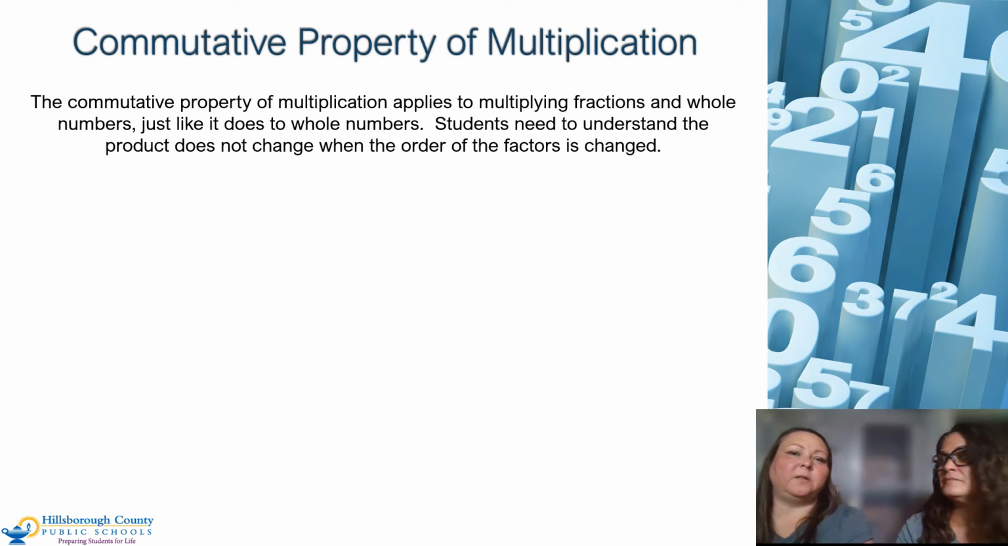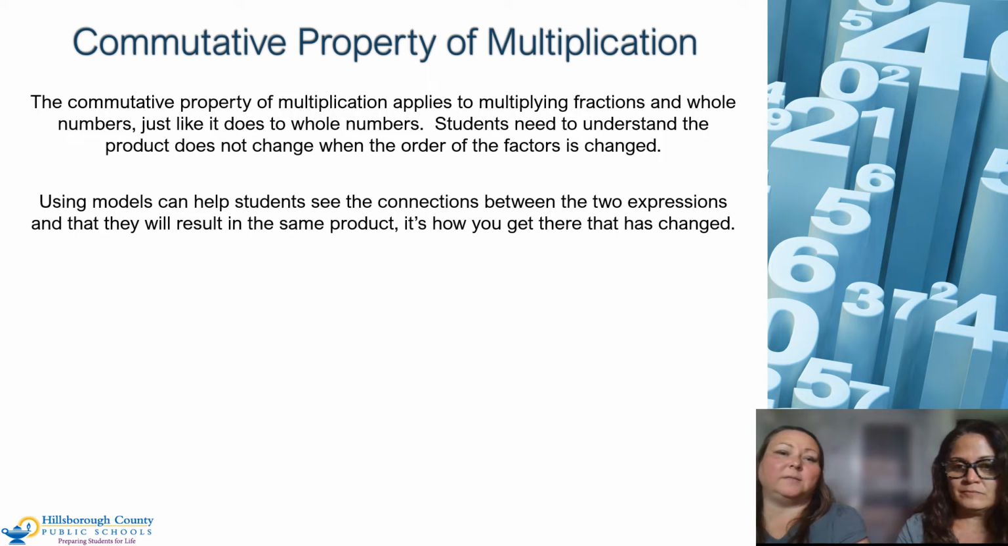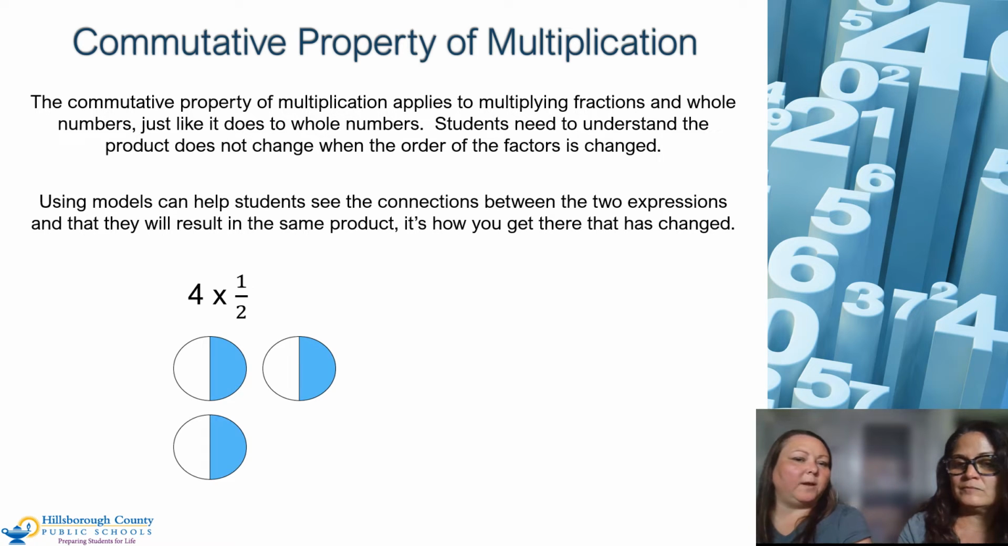So we're definitely wanting to utilize the commutative property in multiplication when we're multiplying a fraction and a whole number and a whole number and a fraction. They know from previous experiences that a product is going to be the same, but we want them to understand why that is using models. So we're going to look at 4 groups of 1/2. You can see I have 4 wholes and I've shaded in 1/2 of each of those 4 wholes.